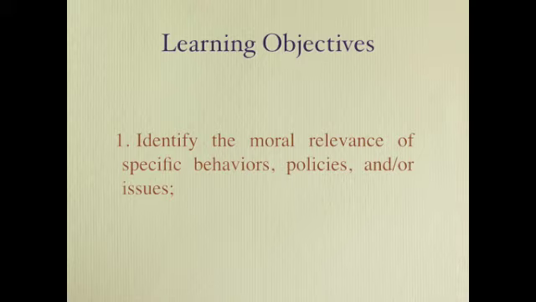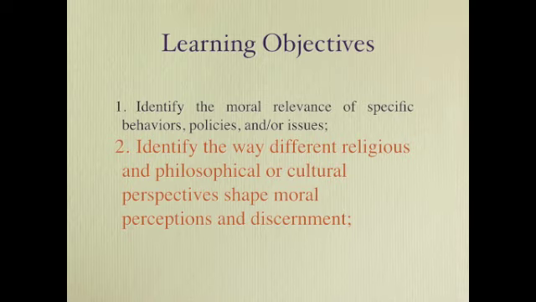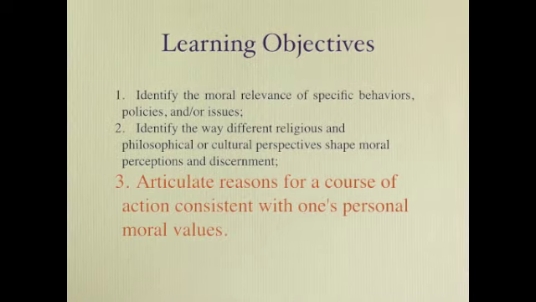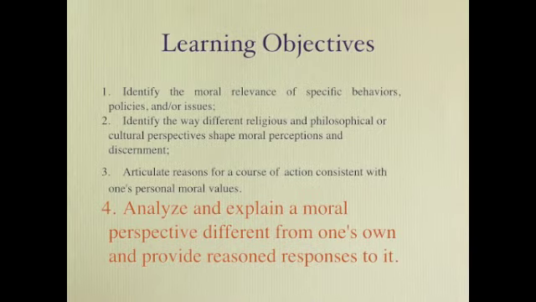At the end of this course, you should be able to identify the moral relevance of specific behaviors, policies, and/or issues. You should also be able to identify the way different religious and philosophical or cultural perspectives shape moral discernment. Third, you should be able to articulate reasons for a course of action consistent with your own personal moral values. And finally, fourth, you should be able to analyze and explain a moral perspective different from your own and be able to provide reasons or a reasoned response to that different perspective.